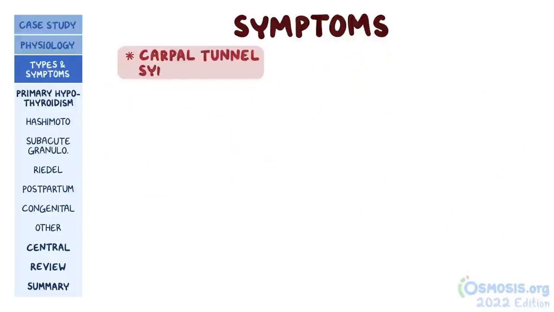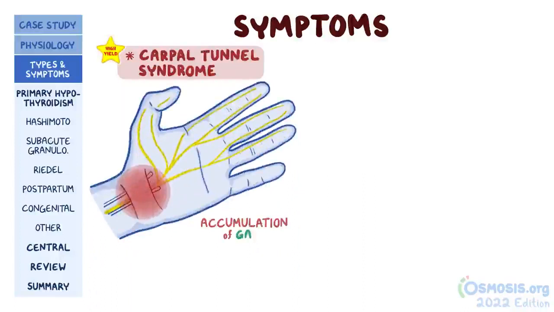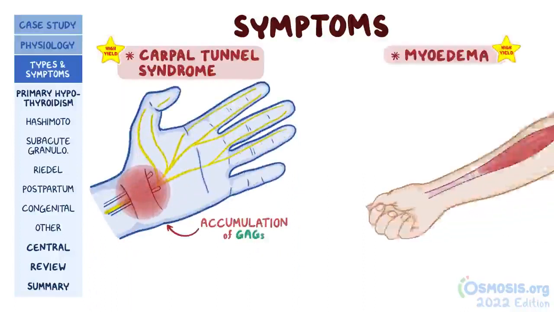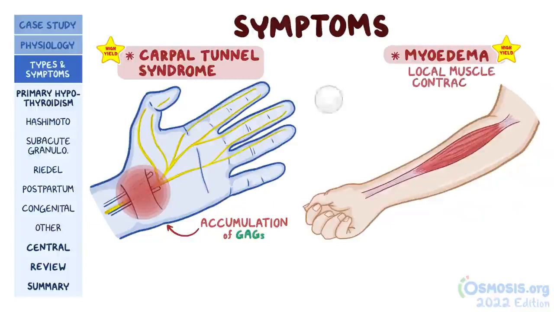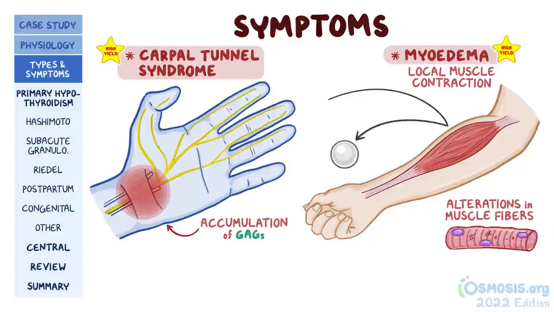Sometimes carpal tunnel syndrome can appear, and it's thought that this happens due to the accumulation of glycosaminoglycans. There can also be myoedema, which is a bump caused by local muscle contraction when triggered by light percussion with an object. The prolonged muscle contraction is a result of the alterations in muscle fibers caused by hypothyroidism.